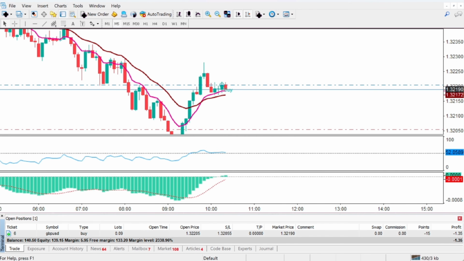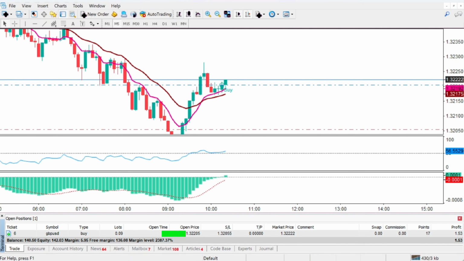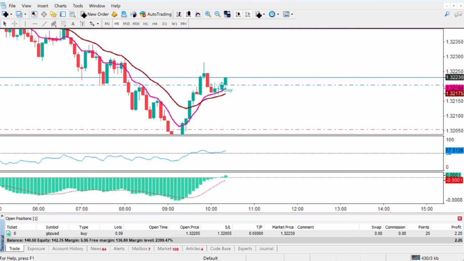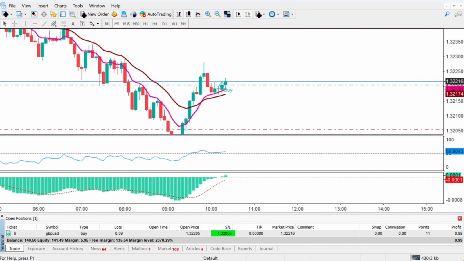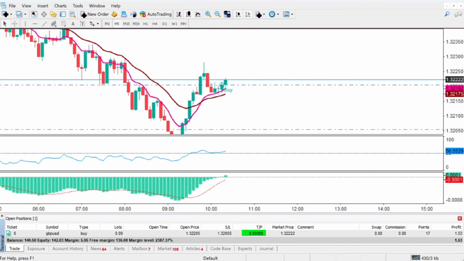Alright, final trade of the Claude AI test, and honestly I was hoping this one would end the run on a high note. We had another buy setup, all the conditions were met. So I followed the plan exactly the same way as the previous trades. I entered a buy at 1.32205, stop loss 15 pips below at 1.32055, and take profit up 30 pips. Lot size was bumped up to 0.09.